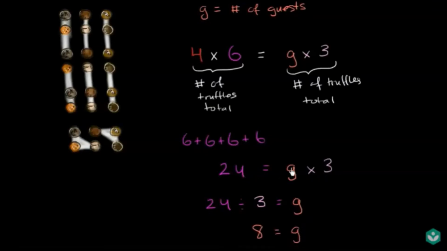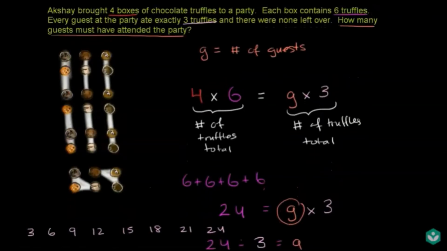The other way of thinking about it is I'm like, hey, some mystery number here, G, that I'm trying to figure out, the number of guests at the party times 3 is equal to 24. So what times 3 is 24? Well, you could just think about all the multiples of 3. 3 times 1 is 3, 3 times 2 is 6, 3 times 3 is 9, 12, 15, 18, 21, 24. That's 3 times 1, 2, 3, 4, 5, 6, 7, 8. 3 times 8 is 24, so G must be equal to 8. We had exactly 8 guests at our party.